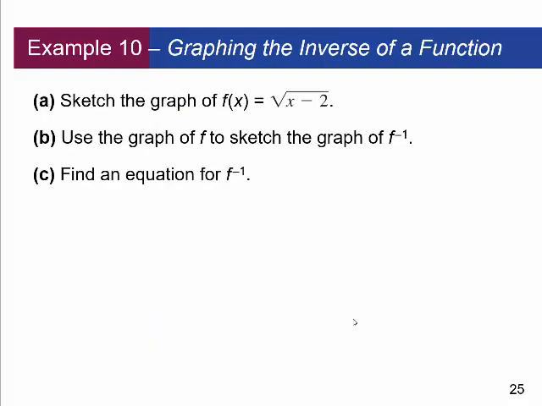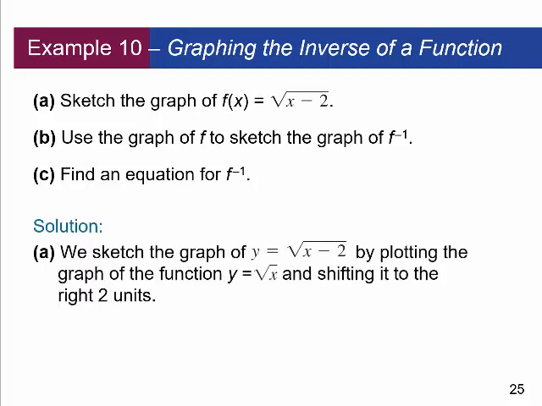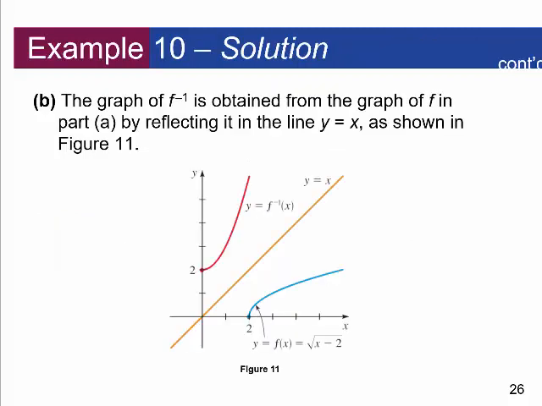All right, let's do an example. Let's sketch the graph of f of x is equal to the square root of x minus 2. Let's use the graph of f to sketch the graph of f inverse. And then finally, let's find the equation for the inverse. To sketch the graph of y is equal to the square root of x minus 2, we plot y is equal to the square root of x and then shift it to the right 2 units. We learned transformations in the previous section.